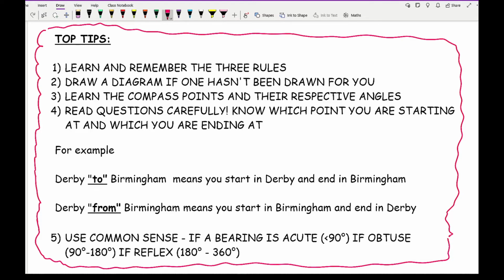And the fifth one is always use your common sense. So if a bearing from your diagram is acute, then expect an answer that is less than 90 degrees. If it's obtuse, expect an answer between 90 and 180, and if it's reflex, expect an answer that's between 180 and 360. Although your angles may not be accurate on a diagram because it may not be drawn to scale, if it looks like an acute angle, you expect an acute angle. It may not look like 60 or 70 degrees, but it will definitely be either acute, obtuse or reflex in the diagram and with the answer.